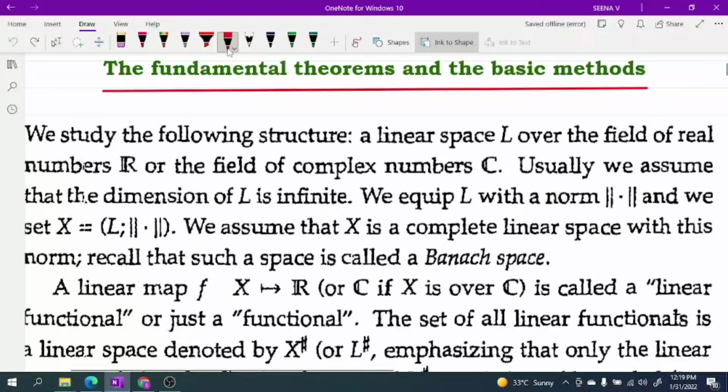Linear space, you know the definition of linear space over the field of R and complex numbers C, the definition of vector spaces. Okay, also we know what is the dimension of a vector space and what you mean by a normed space and what you mean by a complete linear space, and we call a complete normed space a Banach space.